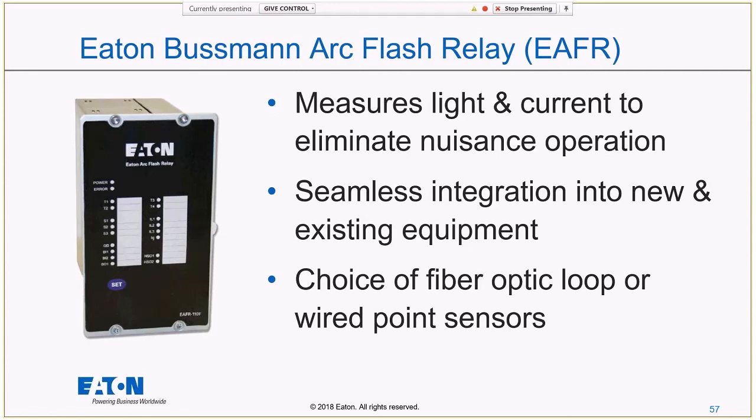It's going to eliminate any sort of nuisance operation for this, so it's really sensitive to being able to tell when an actual arc event is occurring versus normal operation. And then we've got this choice of fiber optic loop or wired point sensors. This is probably more specific information than I would put for a general overview of this device, but I include it here because anytime I have presented this to a customer, their first question, every single time, has been, is it a fiber optic loop or is it wired point? So people out there feel very strongly about fiber optic loop versus wire point sensors.